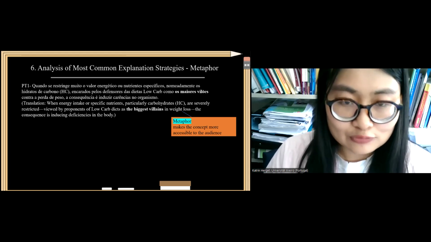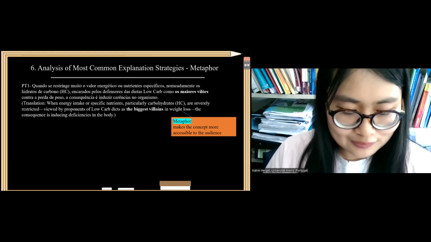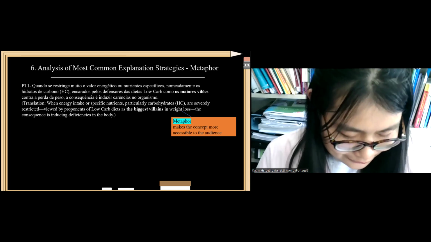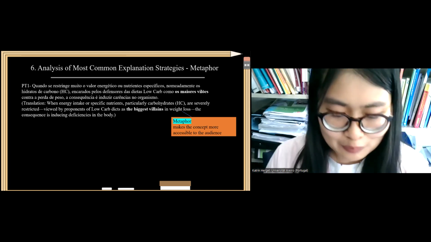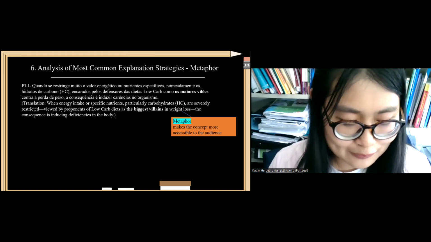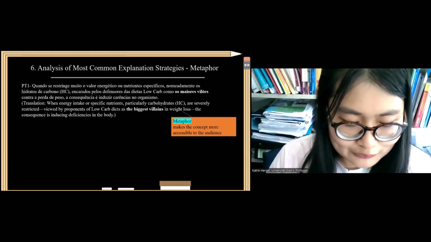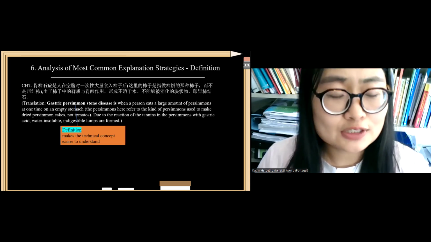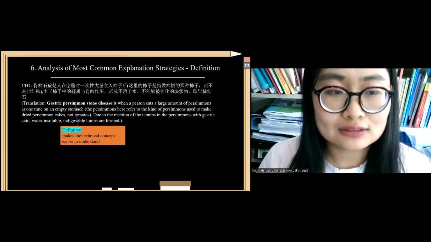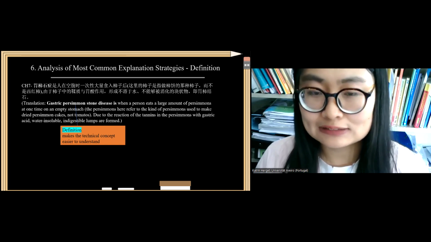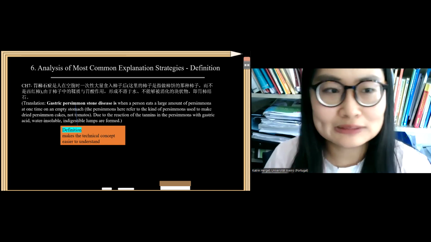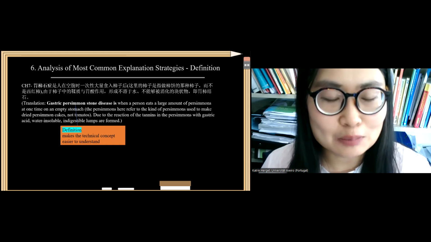The purpose of a definition is to clearly establish the meaning of the concept, providing precision and clarity. An example of this can be seen in the definition of probiotics. The translation of CH7 is: gastric persimmon-stone disease is when a person eats a large amount of persimmons at one time on an empty stomach.